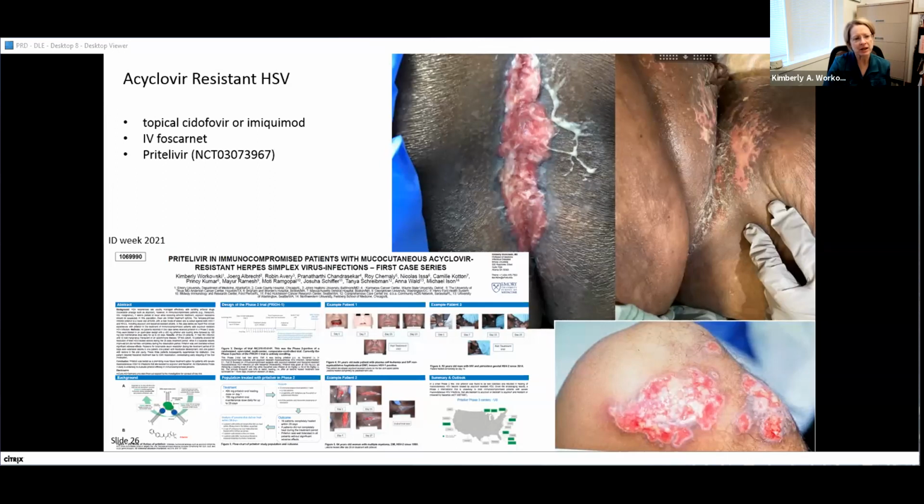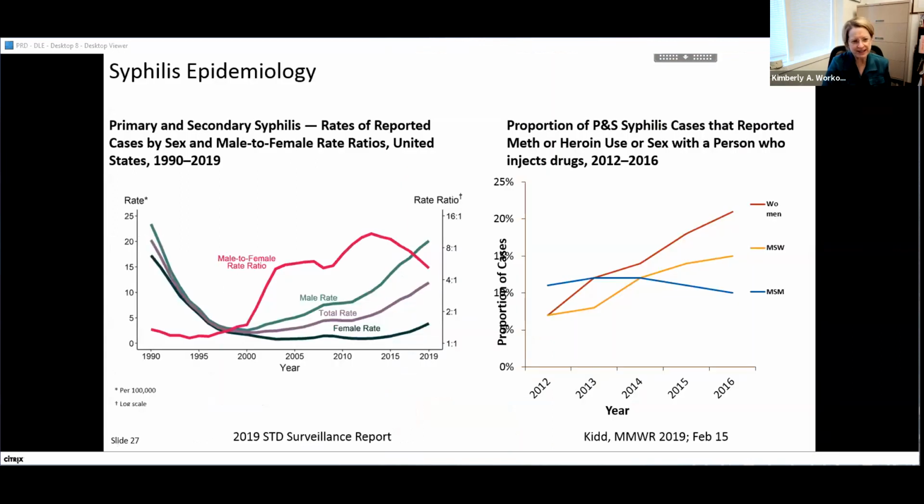You see a poster that was presented at ID Week. Here's the poster number, but I wanted to make you aware of the dramatic results with this oral drug in the phase 2 clinical trial that is now moving to phase 3. If you're interested and want more information, or want to know what sites have this available, I've got the NCT number there so you can read more about it, and look at the poster from ID Week to see the results from this medication. Next, I'm going to move to syphilis.